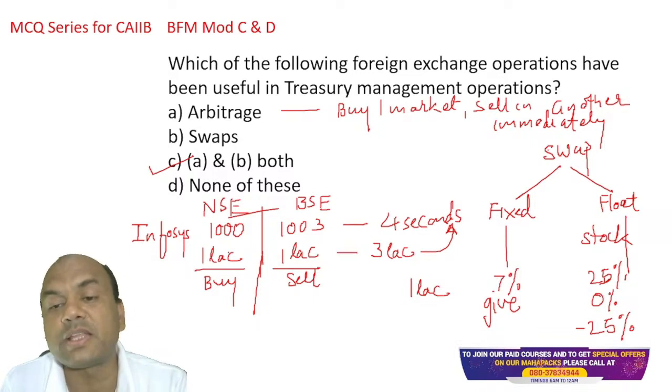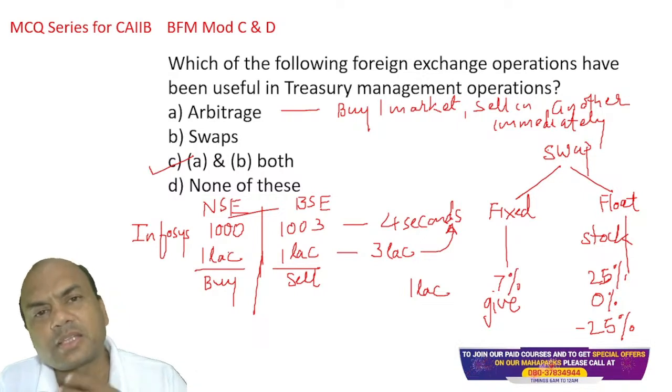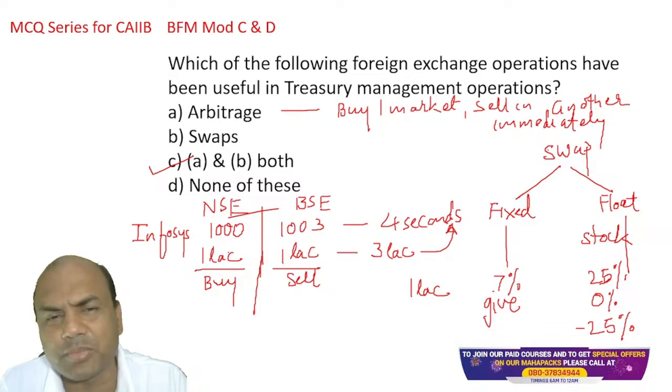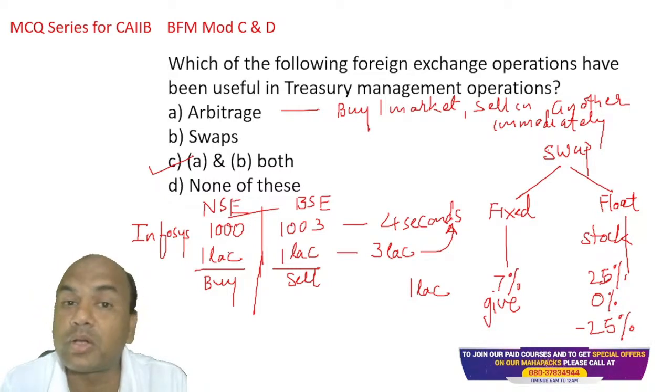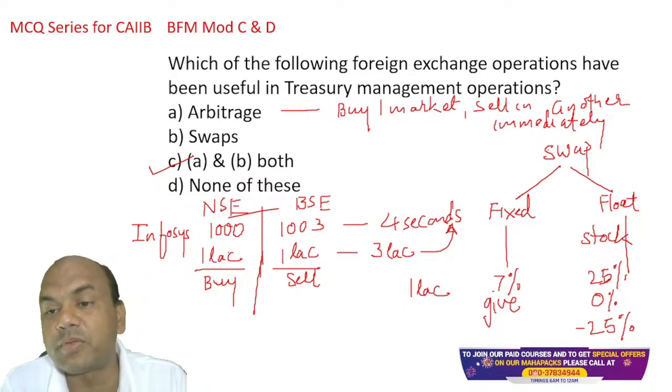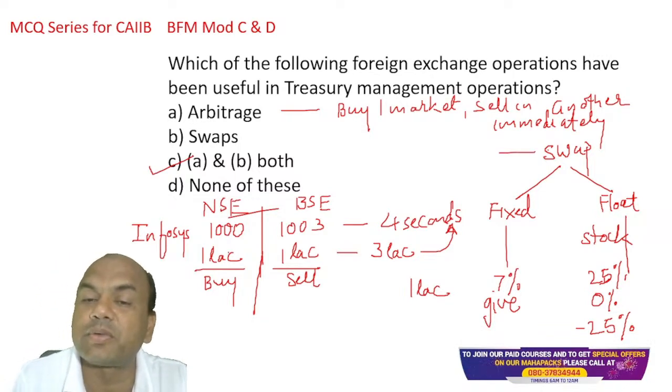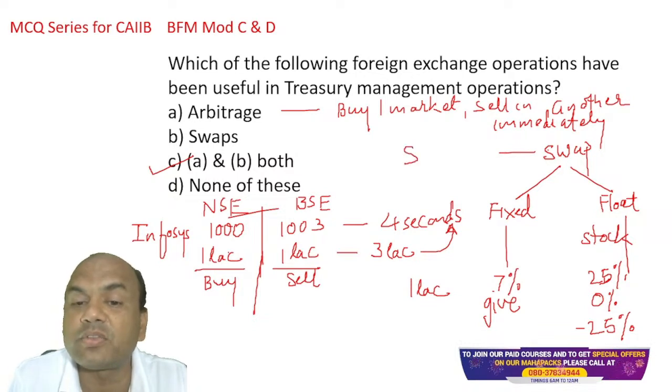So swap always has two legs. One is fixed, another is floating. Now the swap can be of various types. It can be currency swap, it can be interest rate swap, it can be commodity swap, anything. But logic remains the same, fixed and floating. And one more important term about swap is it's an exchange of series of payments.